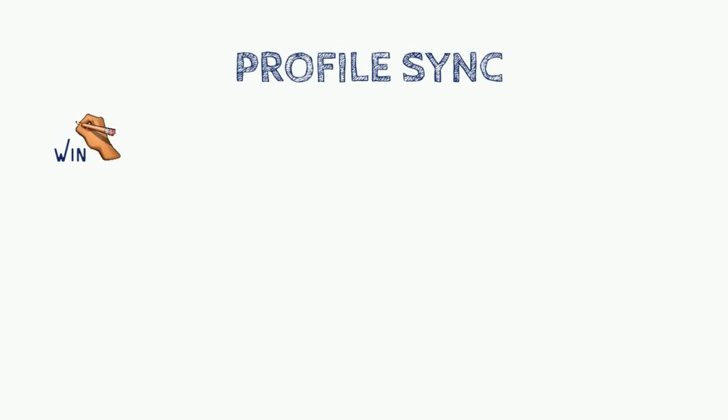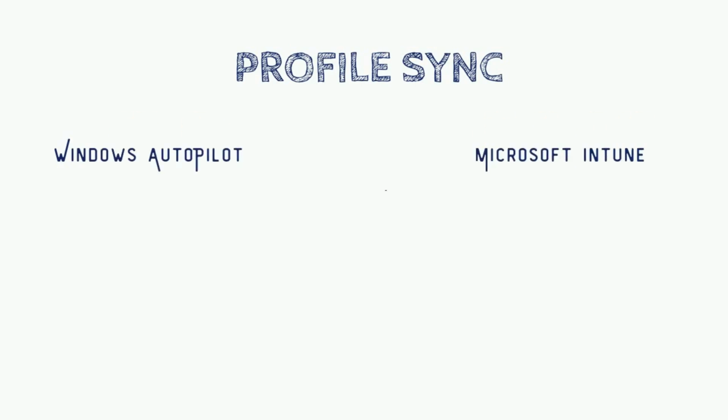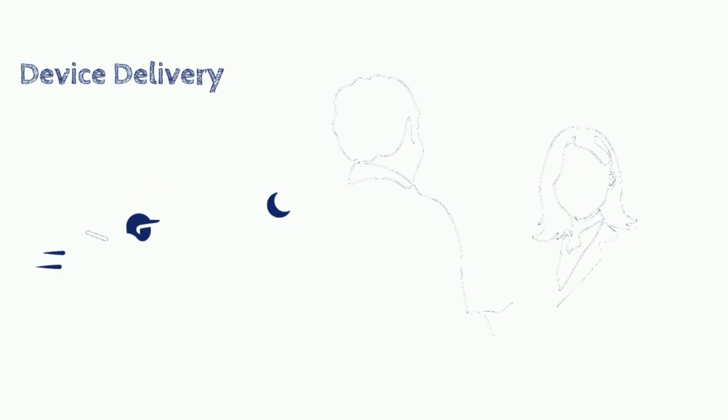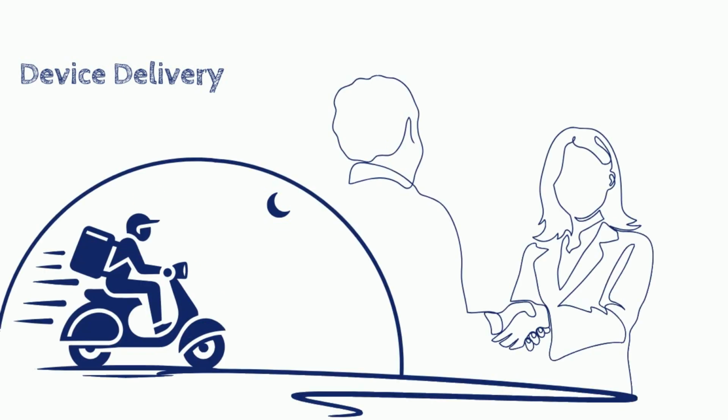The profile is synchronized between Microsoft Intune and Windows Autopilot, so that every registered device knows which setup rules to follow. Now, the device is delivered directly to the end user without IT needing to touch it.